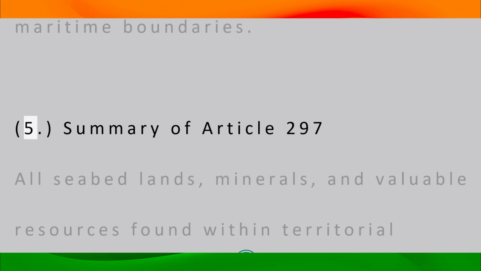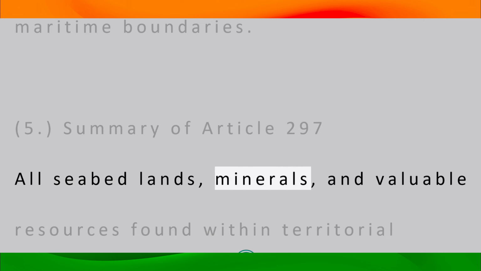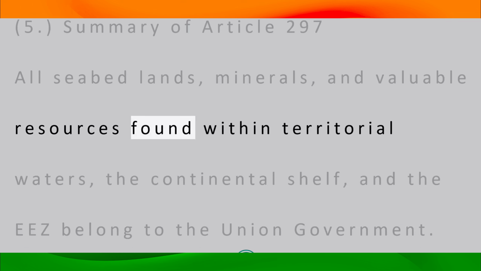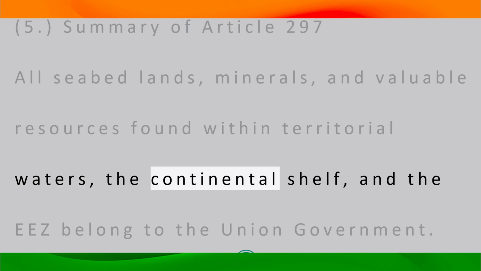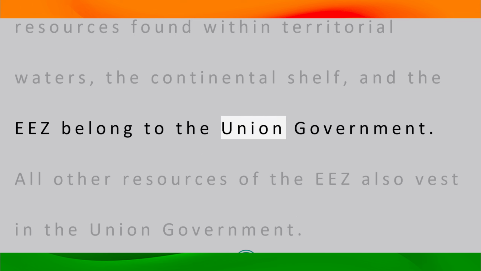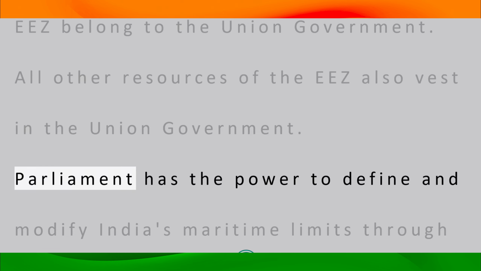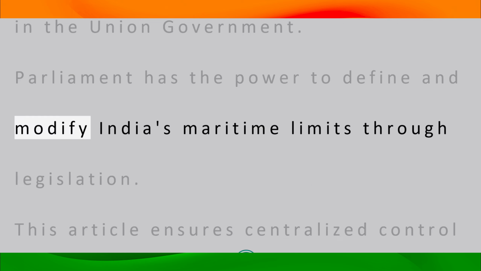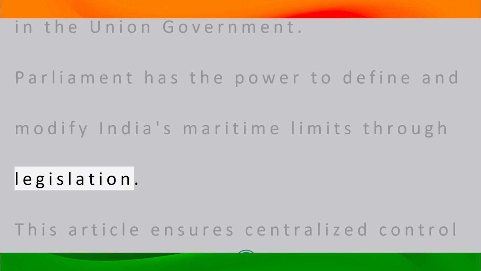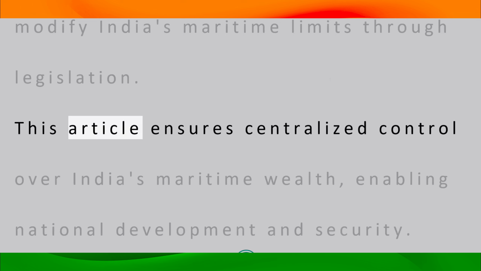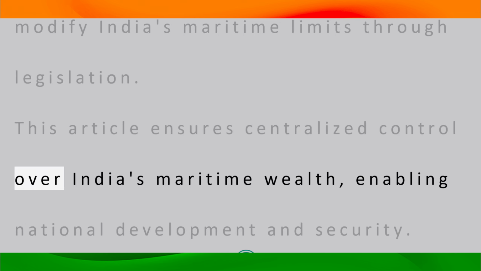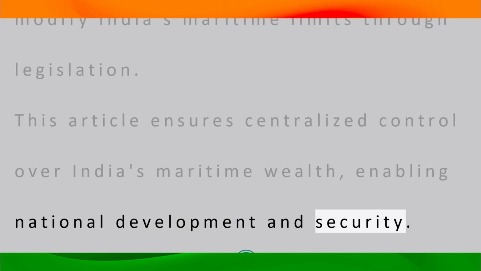5. Summary of Article 297. All seabed lands, minerals, and valuable resources found within territorial waters, the continental shelf, and the EEZ belong to the Union Government. All other resources of the EEZ also vest in the Union Government. Parliament has the power to define and modify India's maritime limits through legislation. This article ensures centralized control over India's maritime wealth, enabling national development and security.